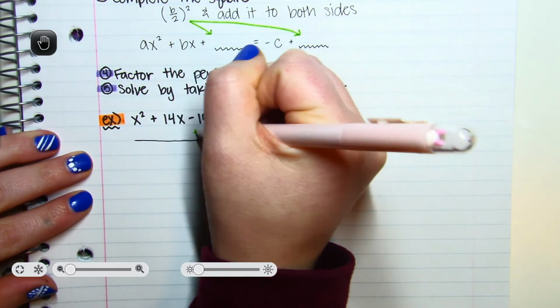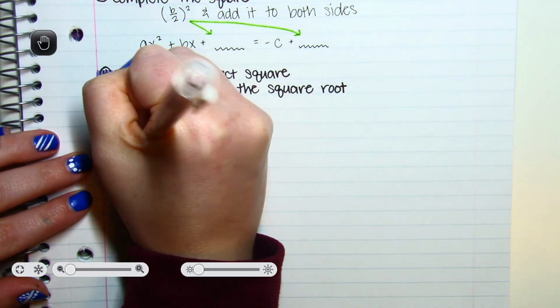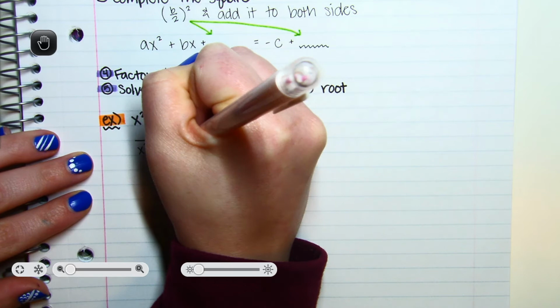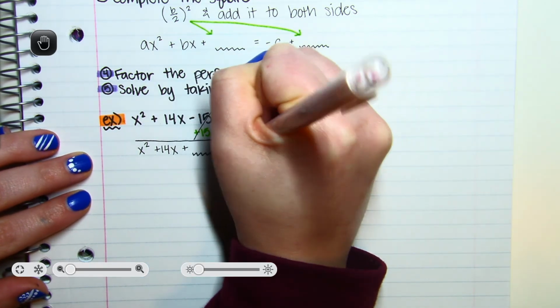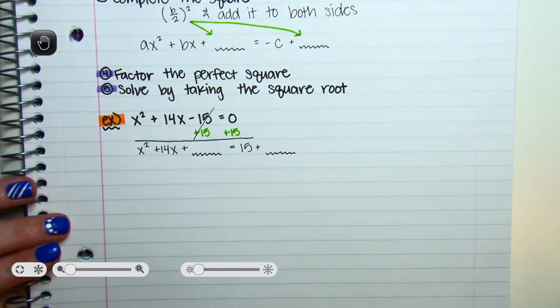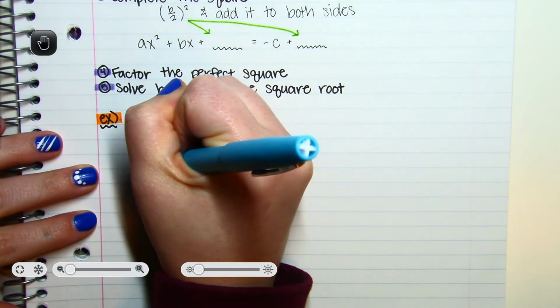So when I do that, we are going to end up with x squared plus 14x plus, now I'm going to leave a little space, equals 15 plus, I'm going to leave a little space. I really like doing that because it reminds me that I need to fill something in, which is where that b divided by 2 squared quantity comes in. All right, so that's what we're going to do now.